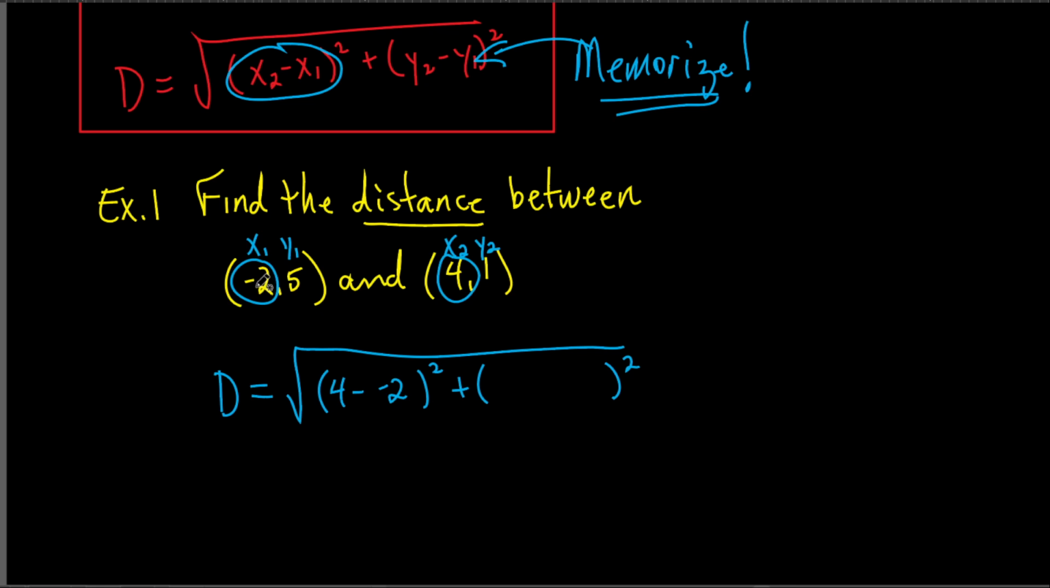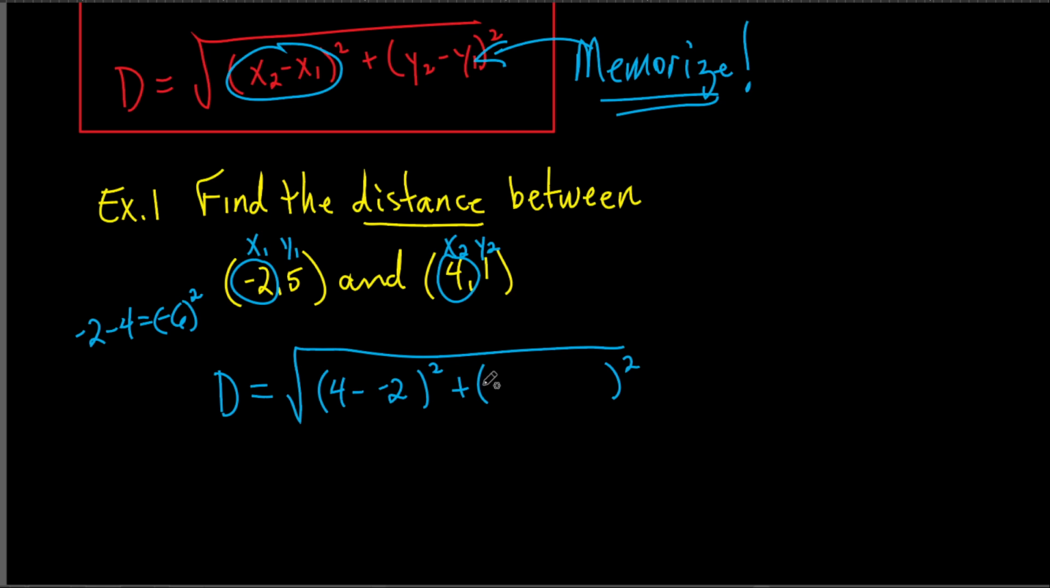I could have gone negative 2 minus 4. That would give me a negative 6, right? And you're right, you can't have a negative distance. But what are you doing to it? You're squaring it anyway, so you're going to get 36 no matter how you do it. Make sense? Okay. So let's do the other one.